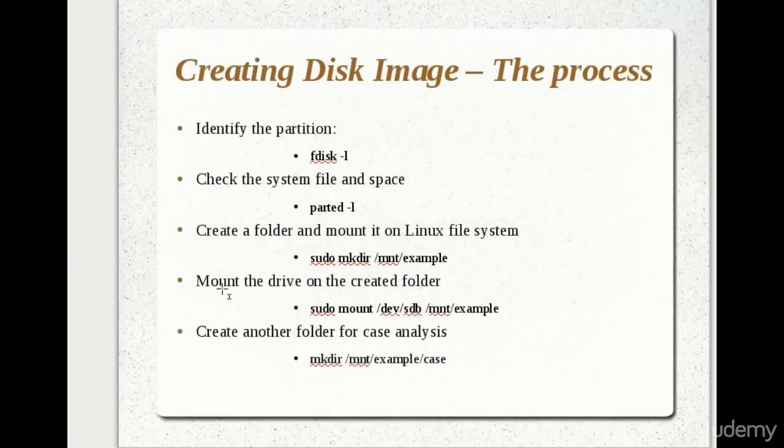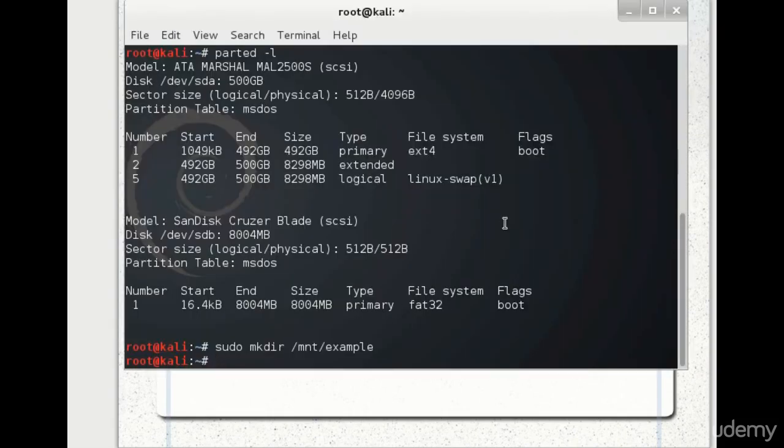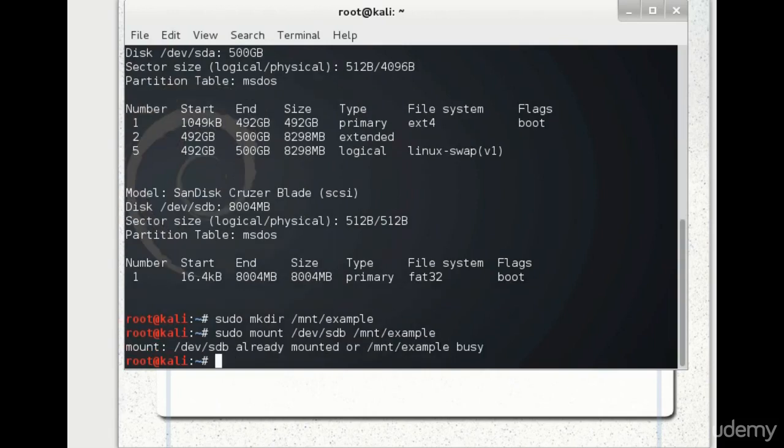Alright, so what is the next step? In the next step you need to mount a drive. As I said, this is sdb. We need to mount sdb into the mnt example folder. Sudo mount /dev/sdb /mnt/example. Sorry, not space, /mnt/example. It says the drive is already mounted or is busy. Alright, it is already mounted.